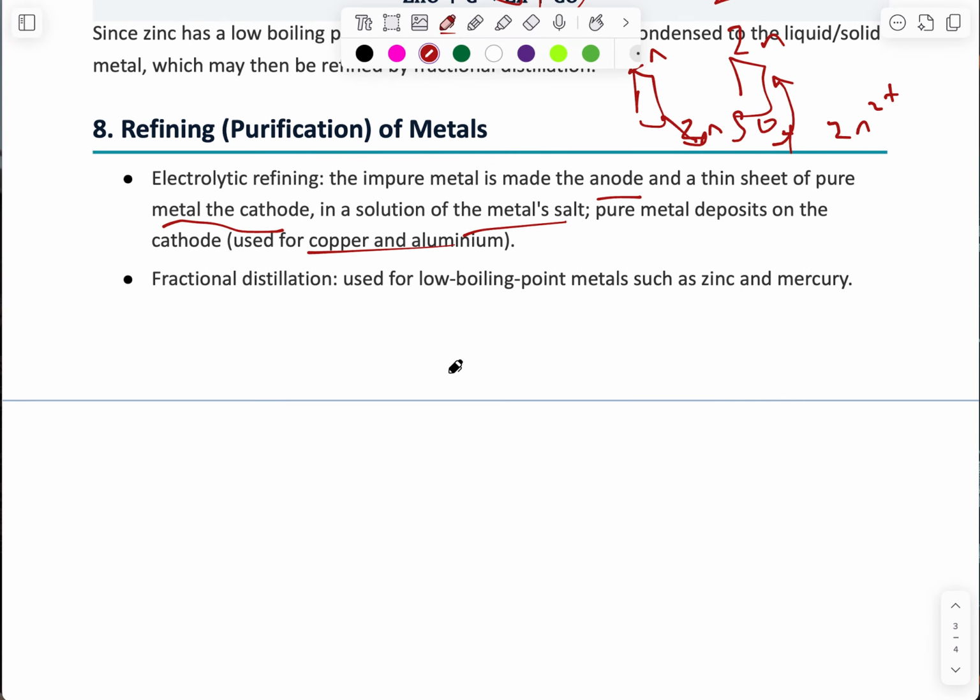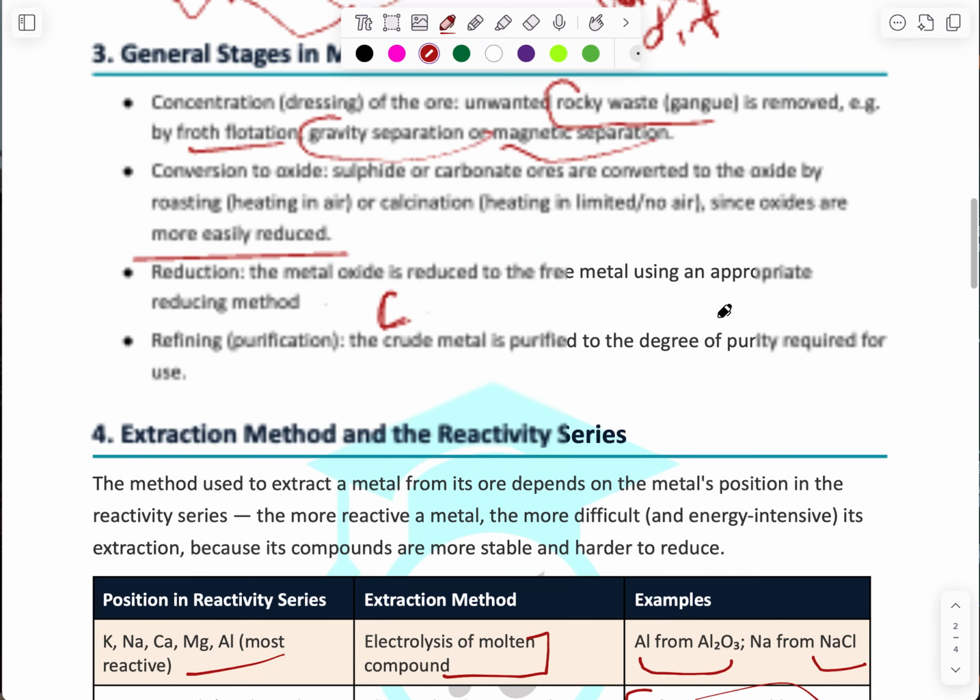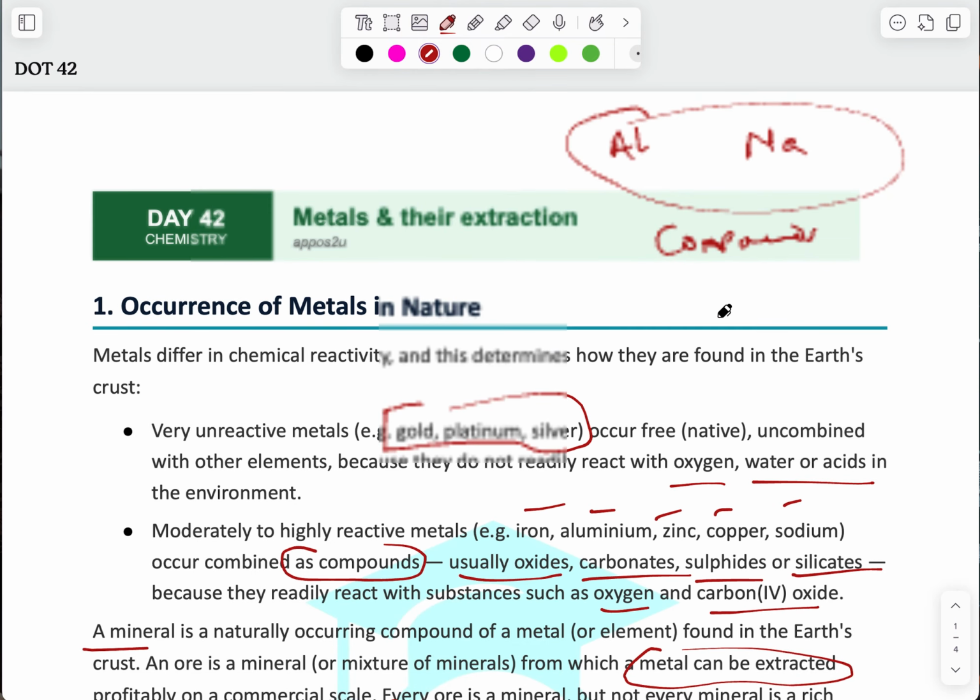Then you have fractional distillation. This is used for low boiling point metals such as zinc and mercury. That is, those that can actually be in liquid form, like liquid metal. And that's basically the summary on metals and their extraction.